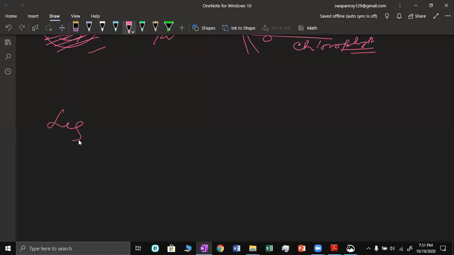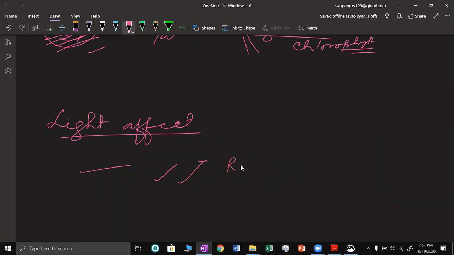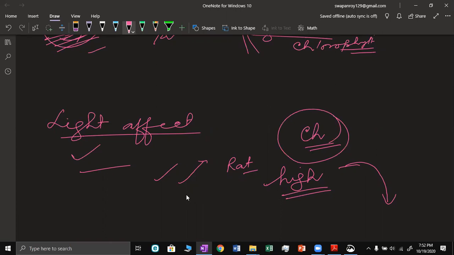In the similar way, light also affects. In low light intensity, when the light intensity is low and then light intensity is increased, the rate of photosynthesis increases. But if light intensity is very high, then the rate of photosynthesis will not increase, but it will decrease, because the effect of light on the chlorophyll molecule will be there, and the chlorophyll will be damaged due to the high light intensity, and the rate of photosynthesis will decrease.